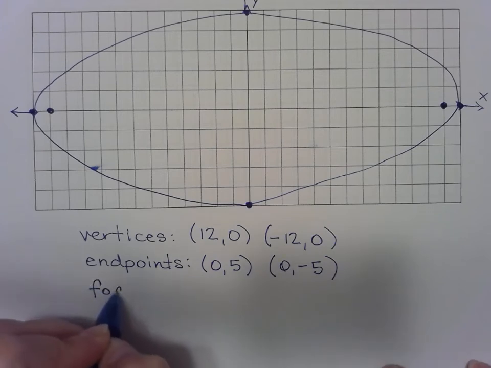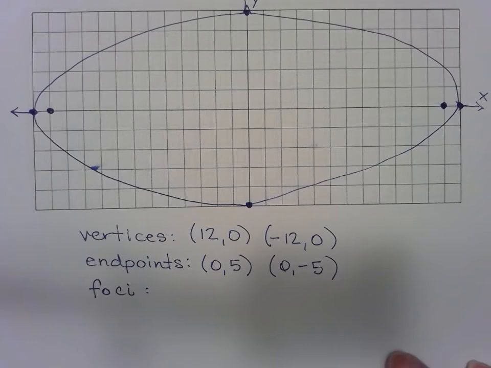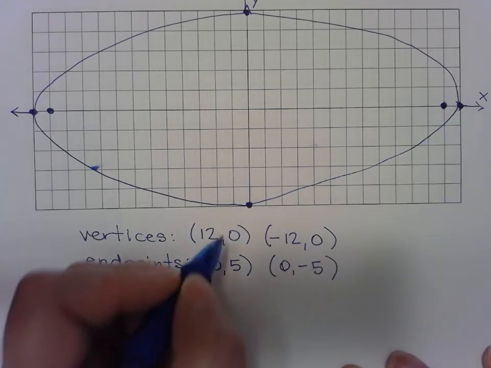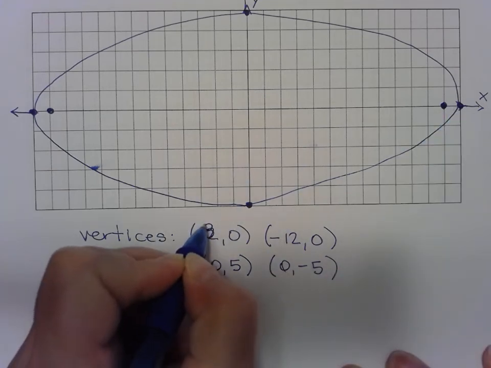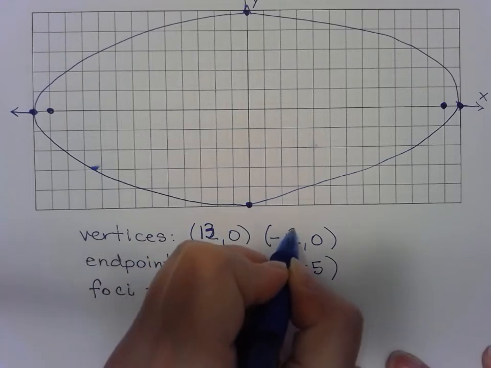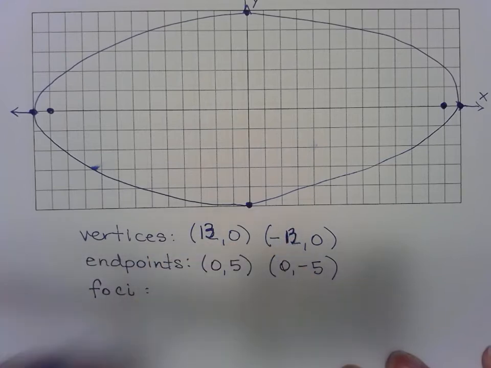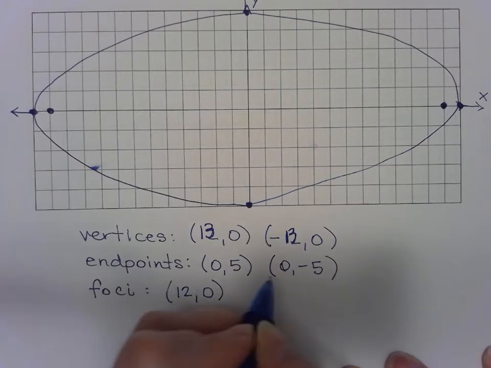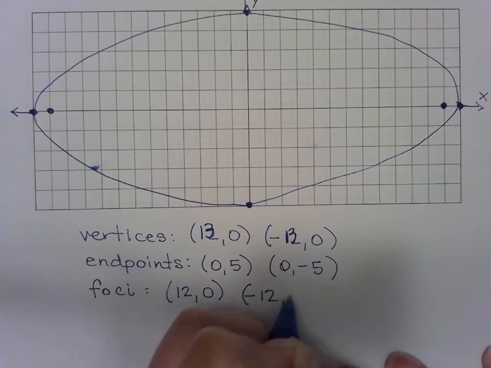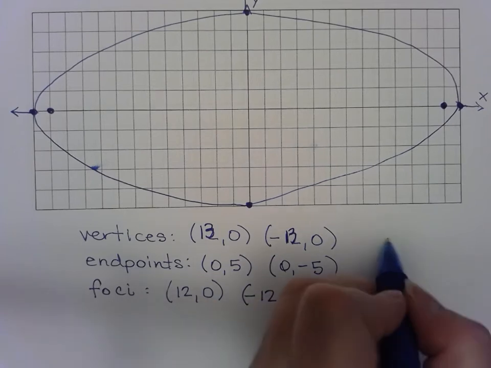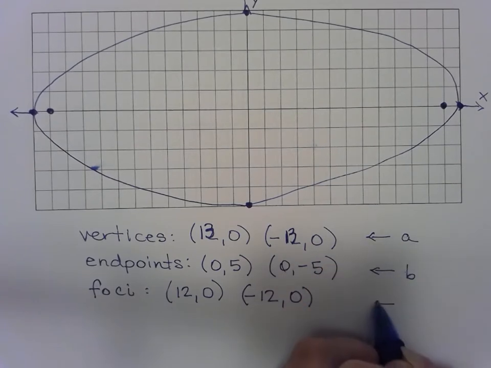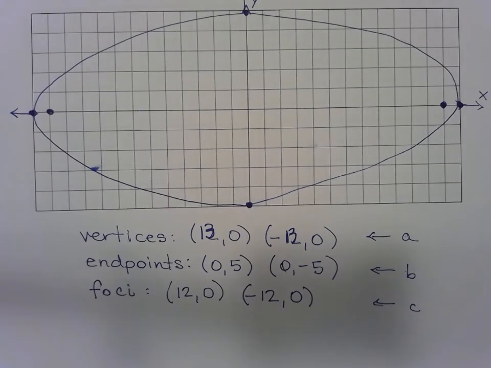And then we have the focus points, or the foci. Those are always inside the ellipse on the major axis. Oh, I did that wrong. I'm sorry. This should be 13 and -13, because the focus points are at 12 and -12. Right? We get these from the value of A, we get these from the value of B, and we get these from the value of C.